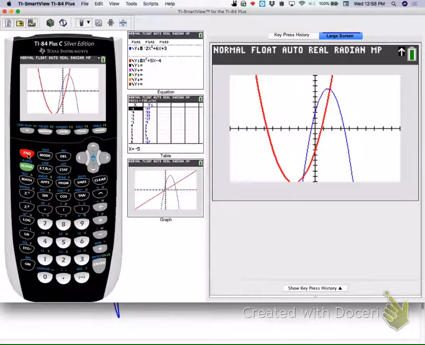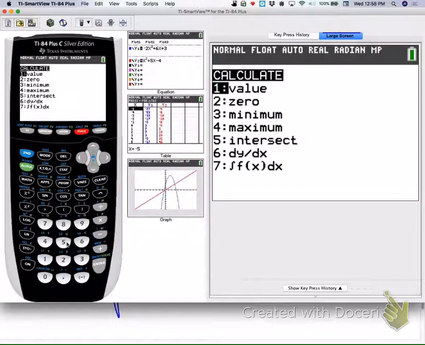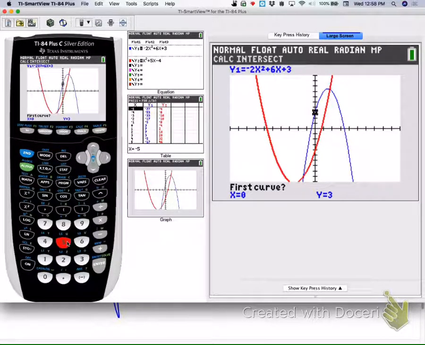So find the intersection. We're going to go to calculate intersect. So this one's really easy to use. We're going to go to where the two graphs intersect, which looks to be about right here. And I'm going to hit enter 3 times. 1, 2, 3. And there's my answer. So they would intersect at 1.70 seconds, which is not very long, obviously. Okay. All right.